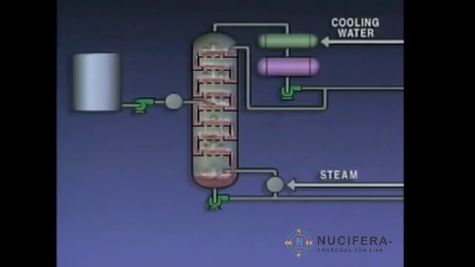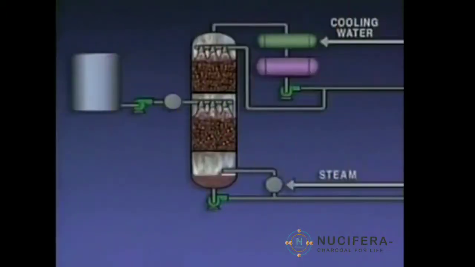The holes in each tray are covered with caps called bubble caps. The slots in these bubble caps disperse the rising vapors through the liquid on the tray. Each bubble cap has many slots, and each tray has many bubble caps to spread out the vapors. This ensures maximum contact between vapors and liquid so that maximum heat transfer can take place.